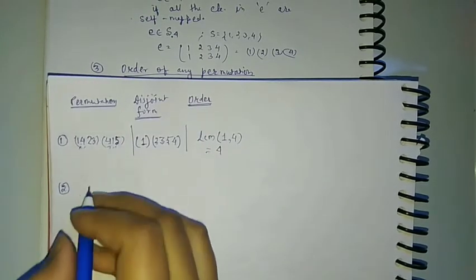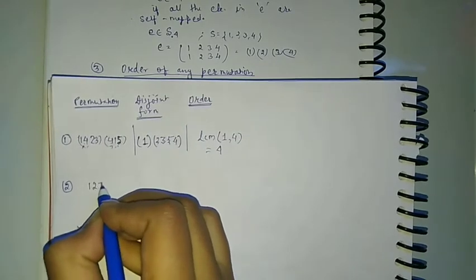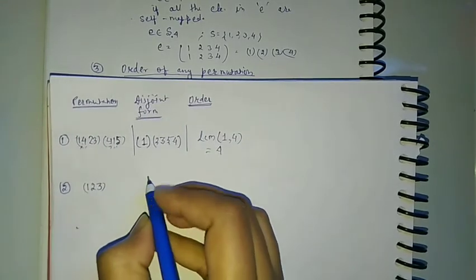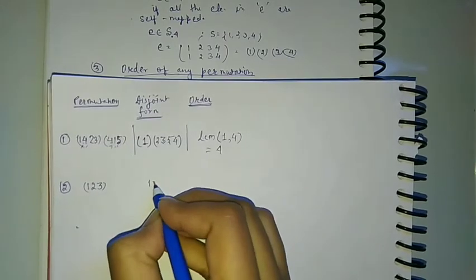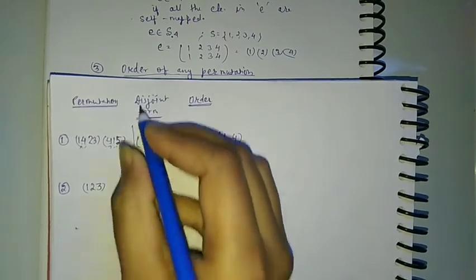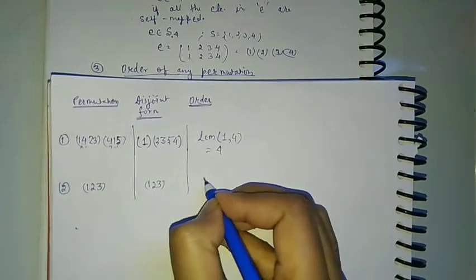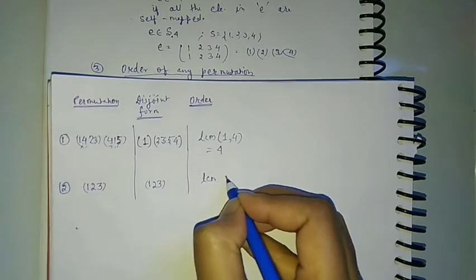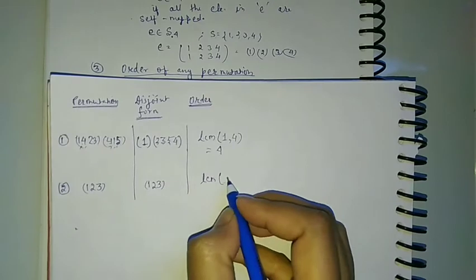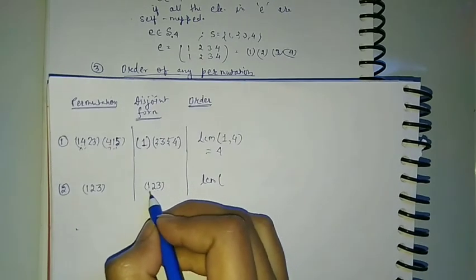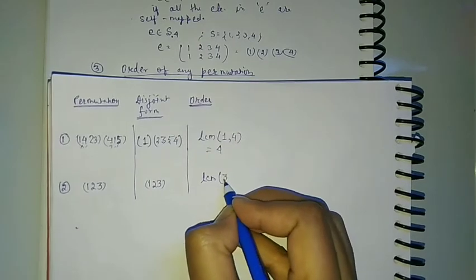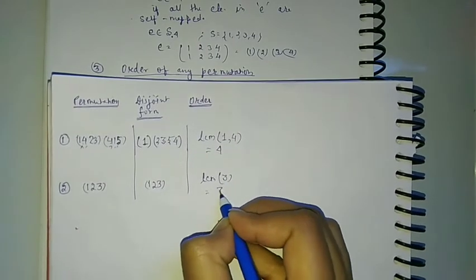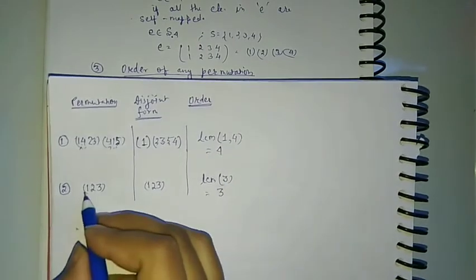Now example number 2. 1, 2, 3. Clearly this is the disjoint form, so we have nothing to do in this column, and we can clearly find the order: LCM of the length of each cycle. There is only one cycle, so the length is 3: 1, 2, 3. So LCM of 3 is 3. So the order of this cycle is 3.